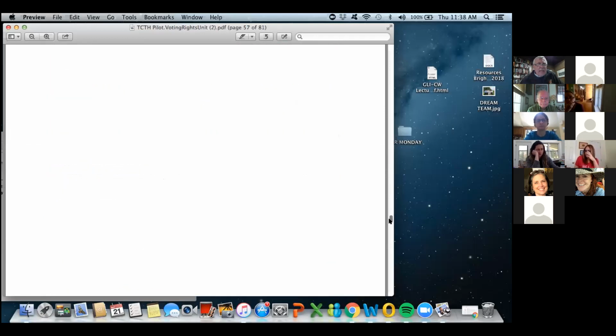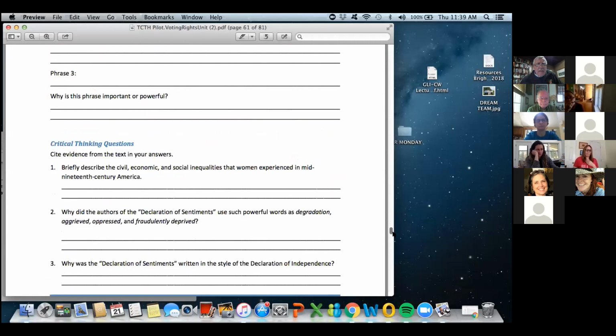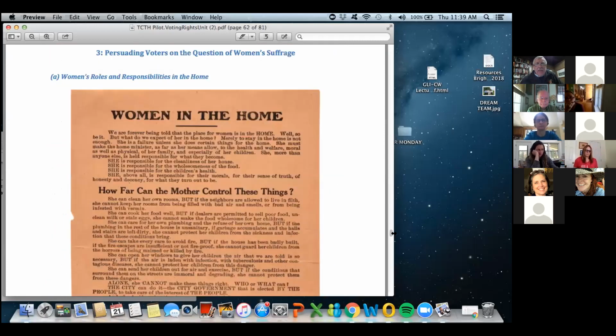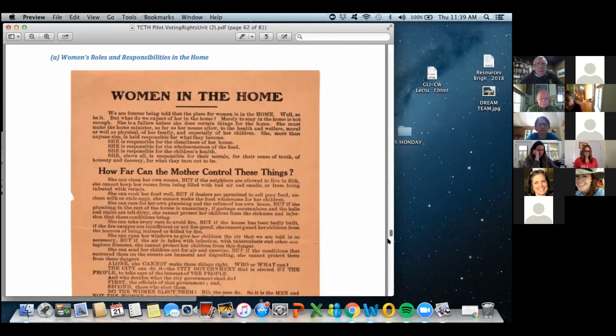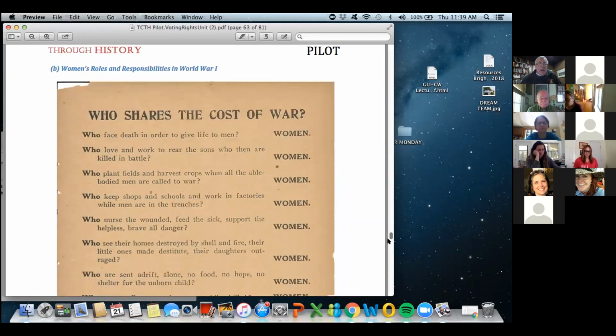We've provided some resources, hopefully ones you haven't seen before, like this, which is an argument being made closer in time to the actual adoption of the 19th Amendment, or a document like this, which ties women's suffrage to a wartime argument in World War One.